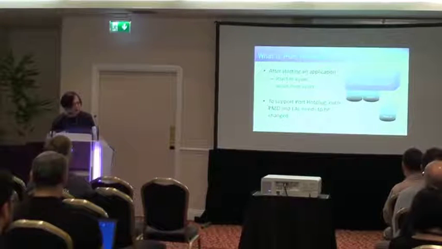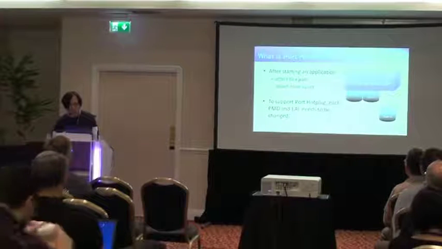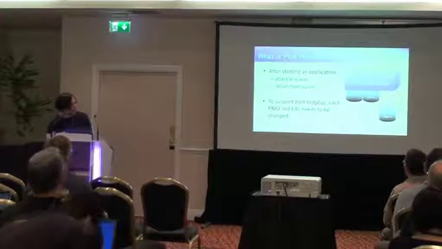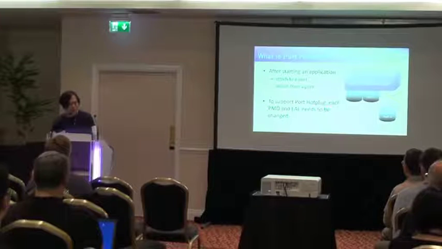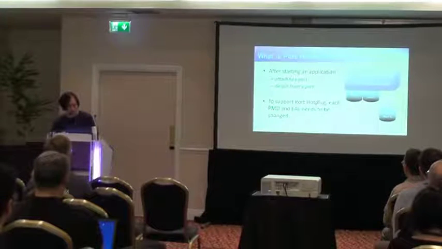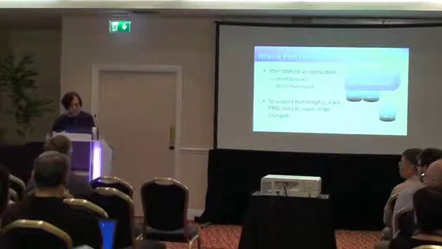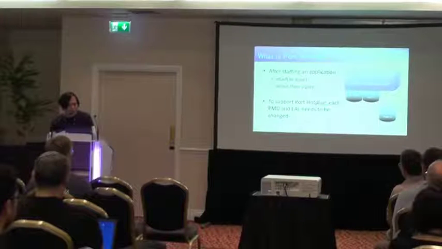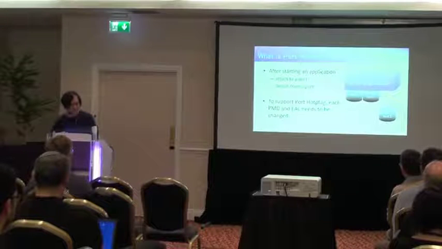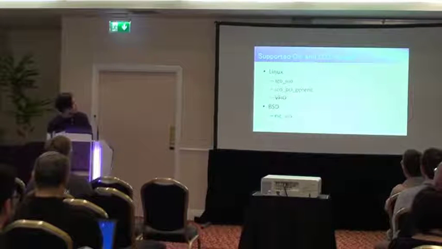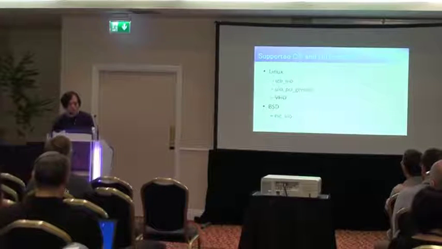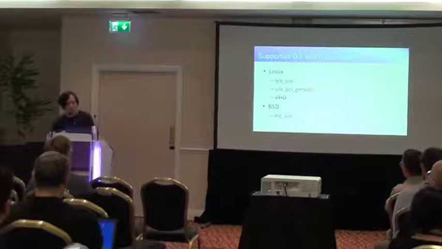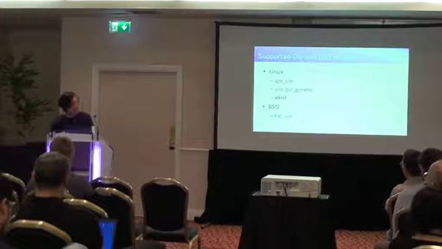Maybe a lot of people know the port hot plug feature, so I will just explain the surface of the feature. After starting an application, a DPDK application can attach to a port or detach from a port. This is the port hot plug feature. To support it, each PMD and also EAL needs to be changed. So far, for Linux, IGB UIO and UIO PCI generic support port hot plug, but we don't have an implementation for VFIO. BSD and NIC UIO are also supported. So only VFIO is not supported so far.